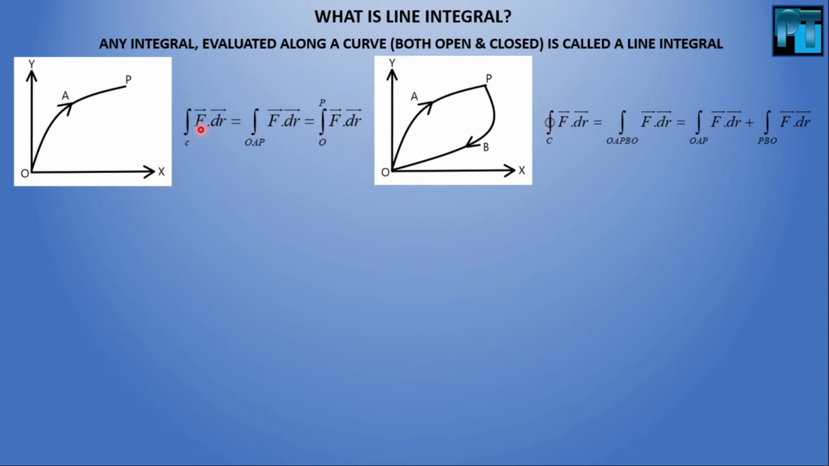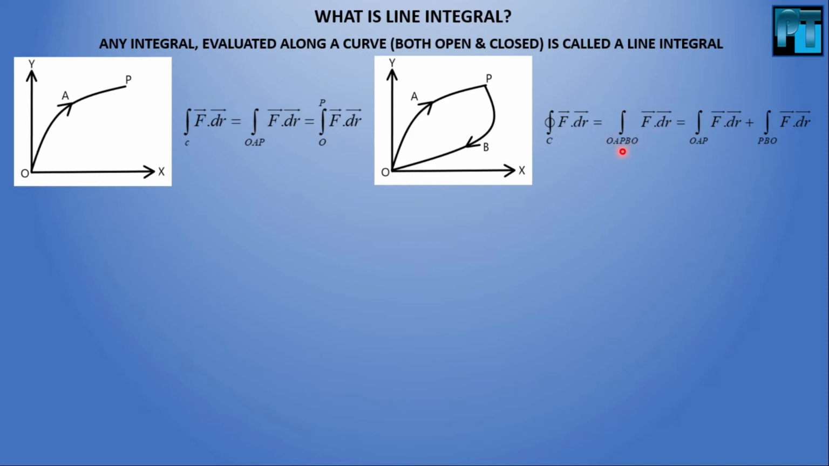So this one doesn't have this circle and this one has this circle. This is the sign which tells you that yes, this is a closed line integral, and this one is an open line integral. Now in some books you can find this closed line integral written with the path OAPBO. See, this is the initial point and this is the initial point again. So you have to close the curve in order to write like this.